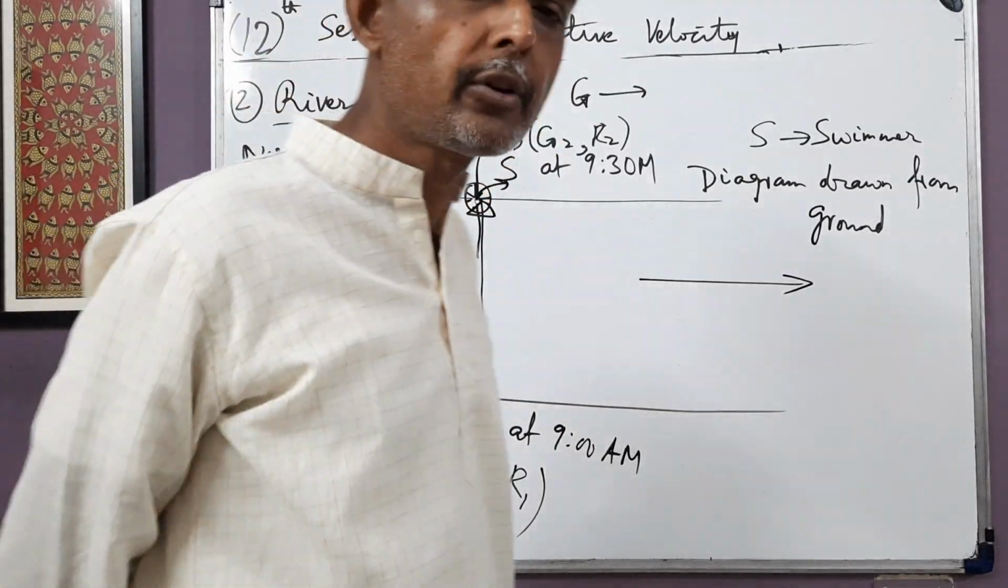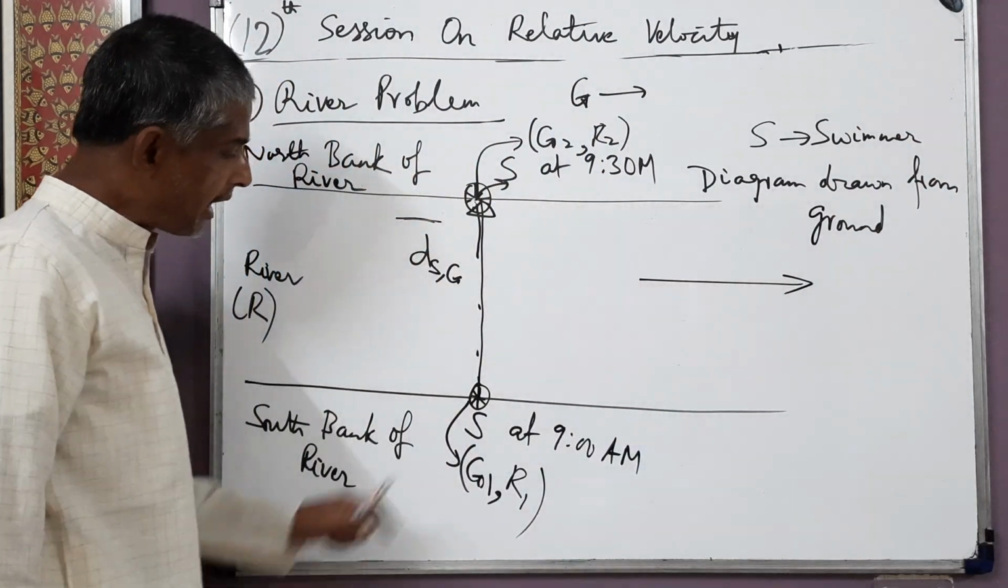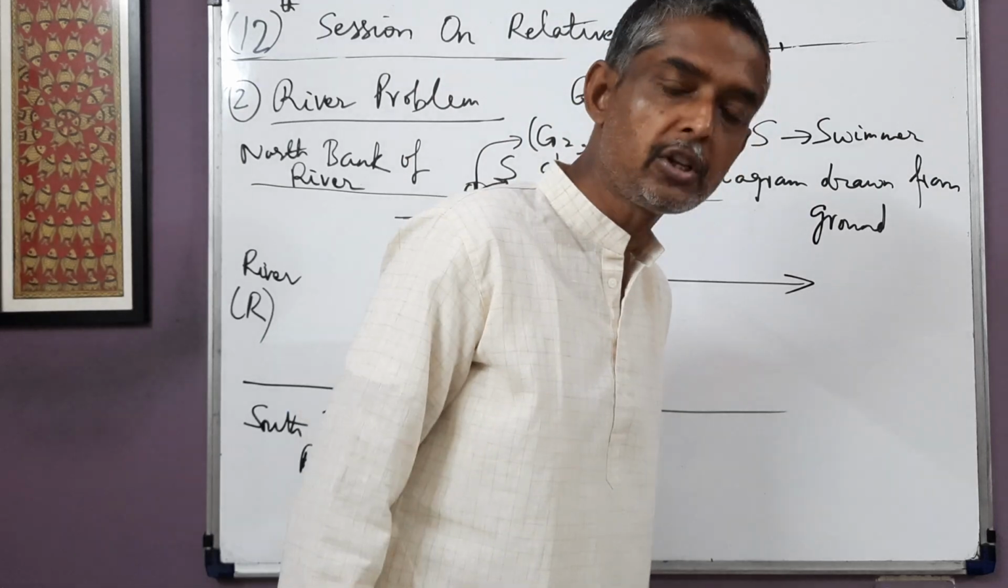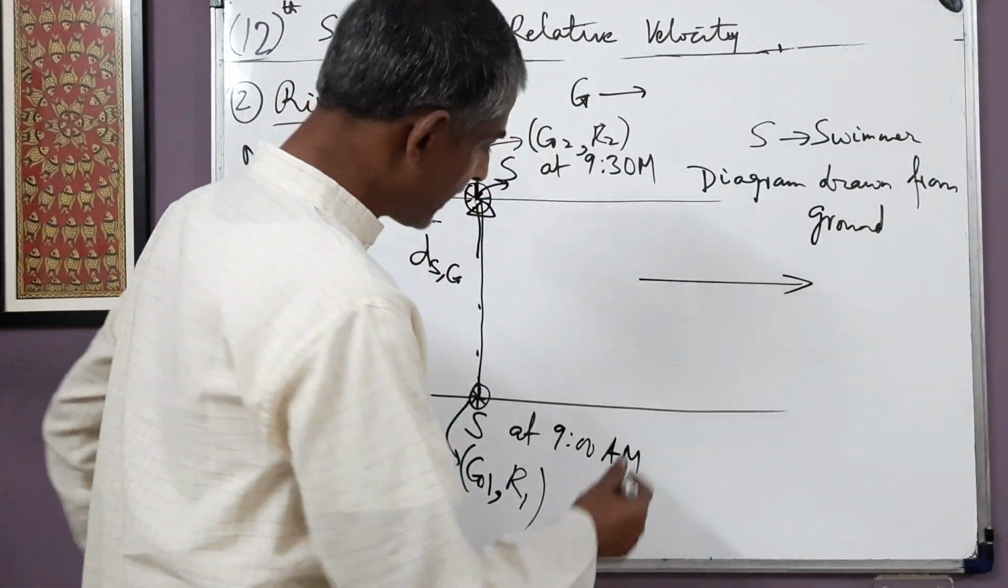Now we are drawing the diagram from ground. As seen from ground, the river flows towards east and R1 is rigidly connected to the river. So if the river moves rightward along the eastward direction, R1 will also move along with the river towards the eastward direction. So at 9:30 a.m.